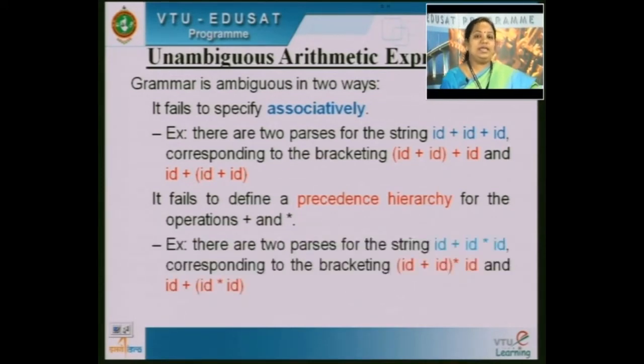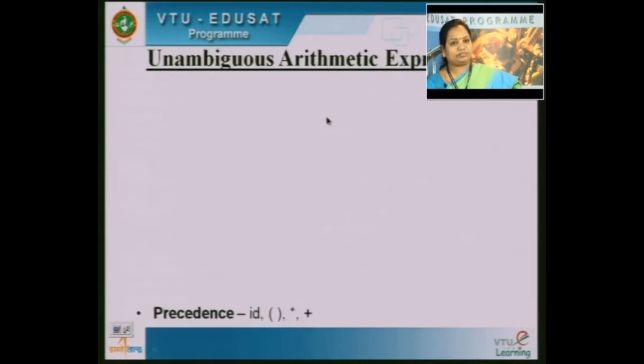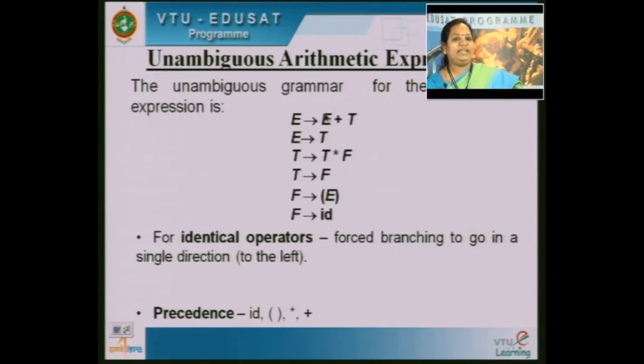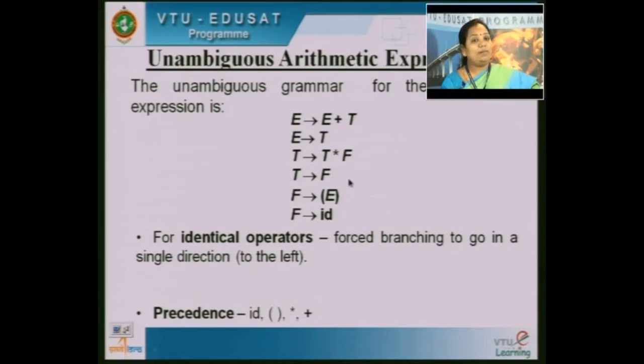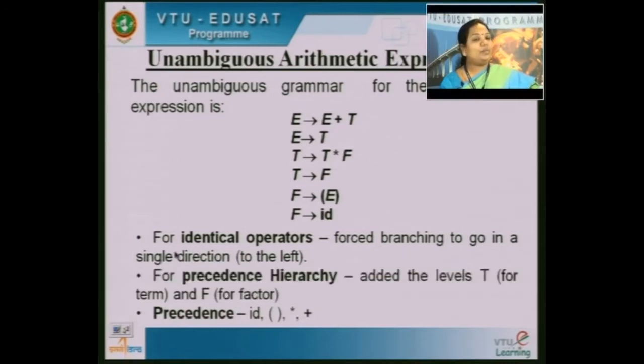Because if I take the string id plus id into id, as you have seen, first you can perform id plus id then into id, or first you perform id into id then add the id. Because of these two major problems, this grammar is ambiguous. So, how to eliminate them? On eliminating the ambiguity from the grammar, the unambiguous grammar obtained for this arithmetic expression is this, which is free from ambiguity, and you will get a unique parse tree. How? By applying two things. What were the two problems?